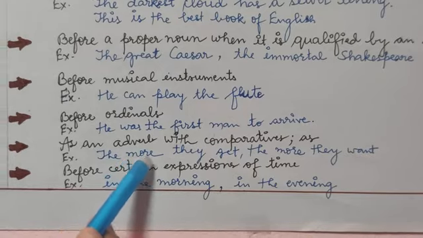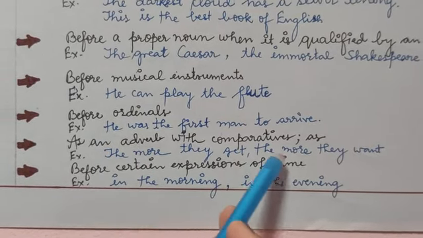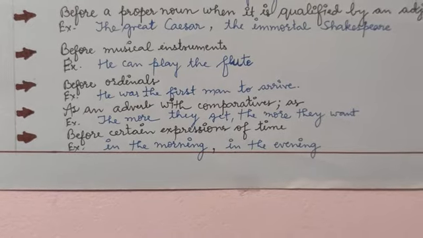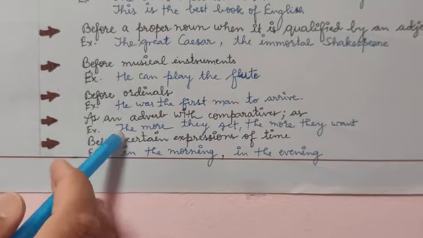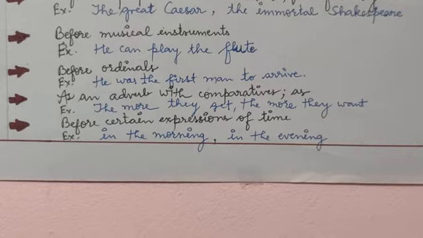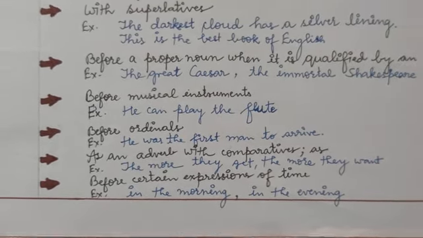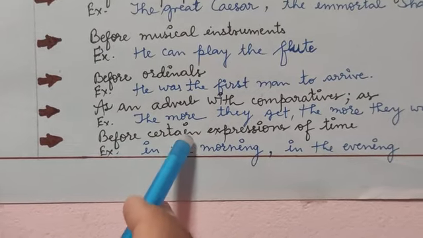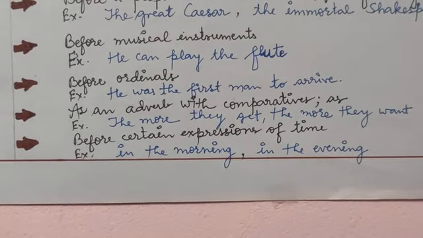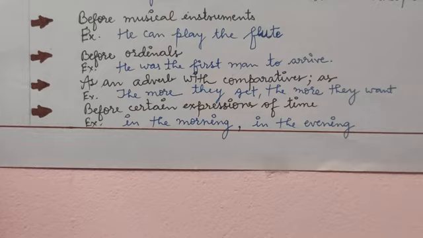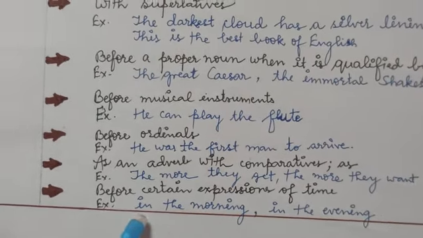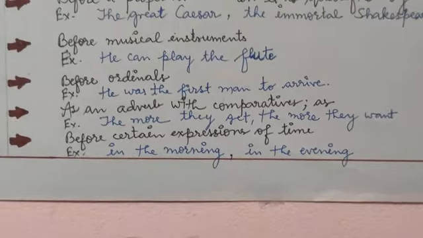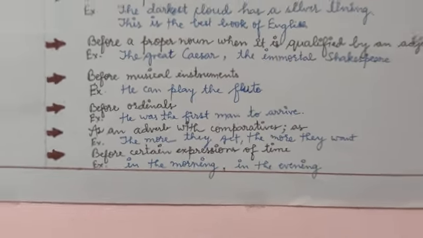Before this word more, you can see the has been used, and before the second more again the has been used. This kind of structure, definitely the will be used. The definite article the will be used. Next, before certain expressions of time we use the definite article the. For example, in the morning, in the evening.